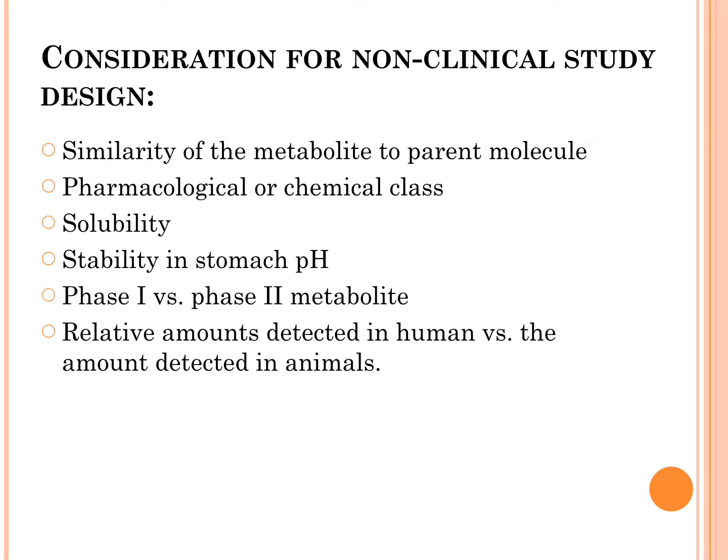While designing a non-clinical study for disproportionate metabolites, the following things need to be taken care of. First of all, the similarity of the metabolite to the parent molecule should be checked. Then the pharmacological or chemical class of the disproportionate metabolite should be established. Its solubility should be established, then its stability in stomach pH should be established, especially if this metabolite is supposed to be administered orally. Then the phase 1 versus phase 2 metabolite pattern also needs to be tested.